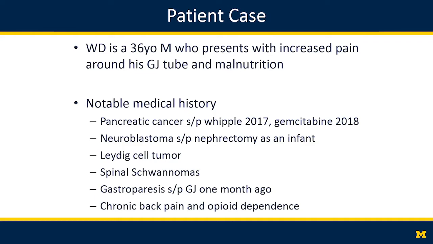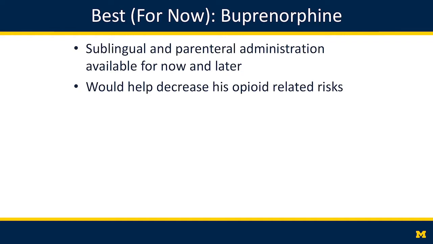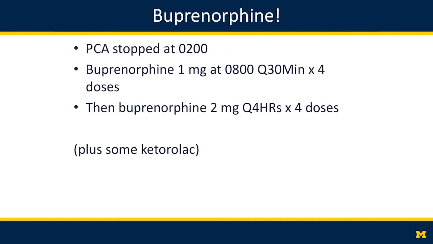Right? So we gave him buprenorphine because we thought this was the fastest way to get him home. He was responding to his opioids before he started eating again, and we're still hitting all of the same receptors just in a different way. Right? And so this is how we did it. We stopped his PCA at 2 o'clock in the morning, and then at 8 o'clock in the morning, we were going to give him 1 milligram of buprenorphine sublingually every 30 minutes for 4 doses.